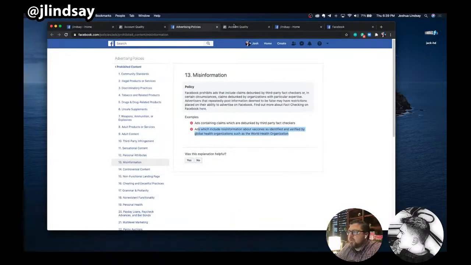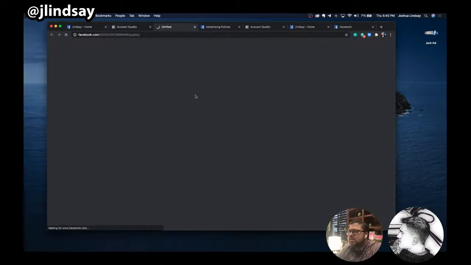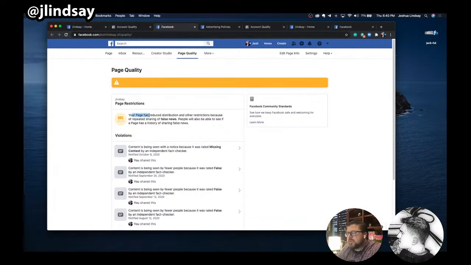Let's get more to the point of what, again, they're saying, that my ads somehow violated their terms of service. Let's review the ratings. Your page has reduced distribution and other restrictions because of repeated sharing of false news. People will also be able to see if a page has a history of sharing false news. Number one, this page is not a news site. I am not creating news. If anything, I create content that's documentary in nature, maybe, or entertainment based, or I share stuff I saw on the internet. Nothing here is claiming to be news.